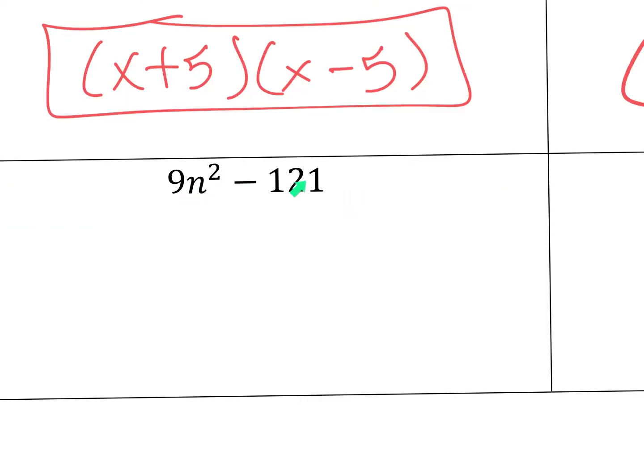So for the next one, this is a difference. Okay, we do have two terms. Now we need to check for perfect squares. 9n squared. What can I multiply times itself to get 9n squared?